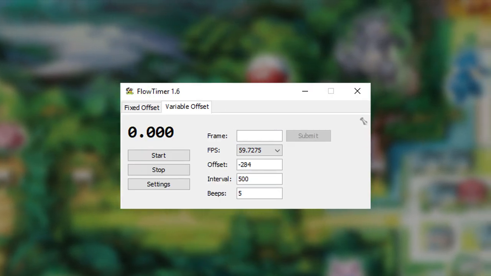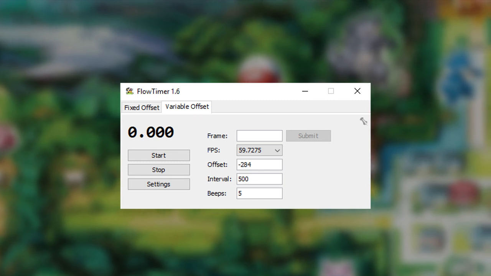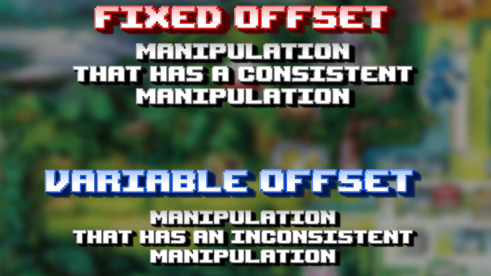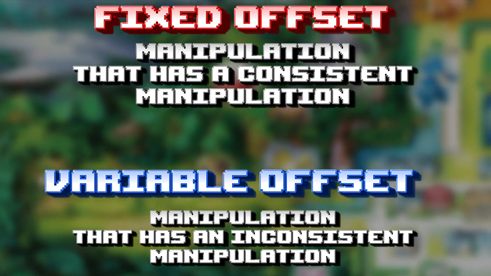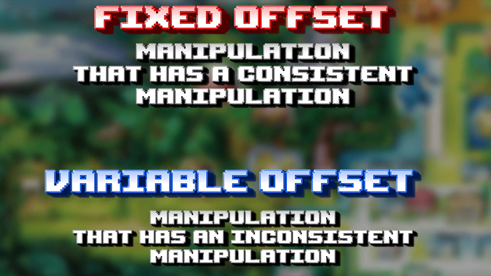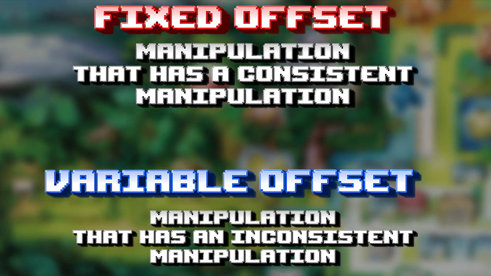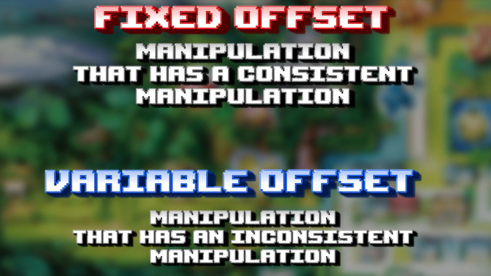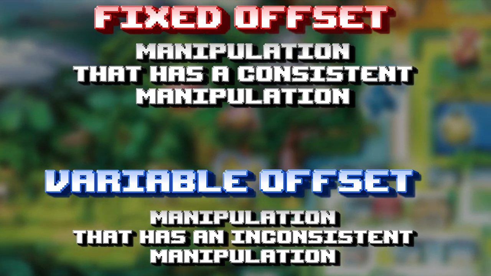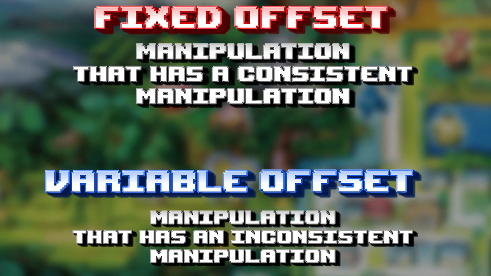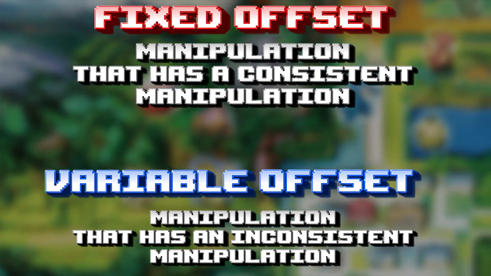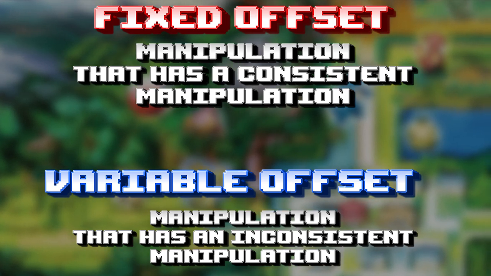One thing that's important about this timer to know is the difference between fixed offset and variable offset. Fixed offset is usually manipulation meant for Ruby, Sapphire, Emerald, Heart Gold, Soul Silver, any other game but Fire Red. Fire Red is one of the very few games that actually has a variable offset. Because the offset is going to be different every single time you play this game, it is important that we start the timer that is on the variable offset section.